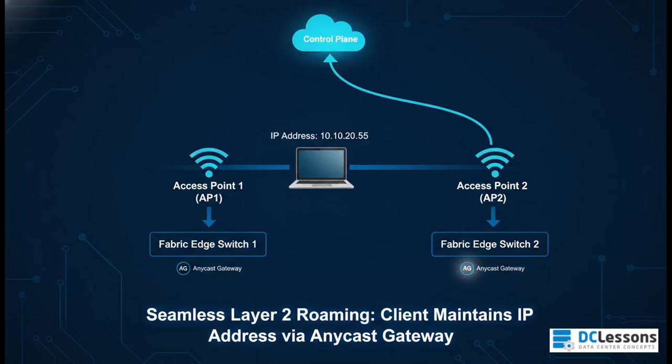And this is the big win. This is why we do all this. When a user walks from one AP to another that's plugged into a totally different switch, the new switch just tells the control plane, "Hey, this client is with me now." And because the network gateway is the same on every single switch, that's the Anycast gateway, the client keeps its IP address. The session never drops. To the user, it's completely invisible. That is a true, seamless Layer 2 roam.